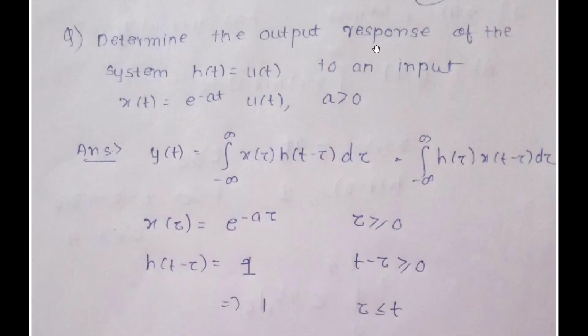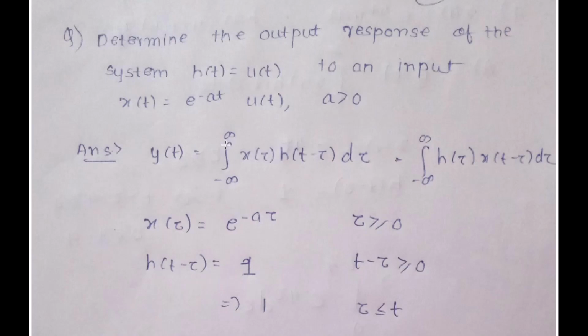Determine the output response of this system h of t, which is equal to u of t, to an input of x of t is equal to e raised to minus a t u of t, where a is greater than 0. Try to find y of t.